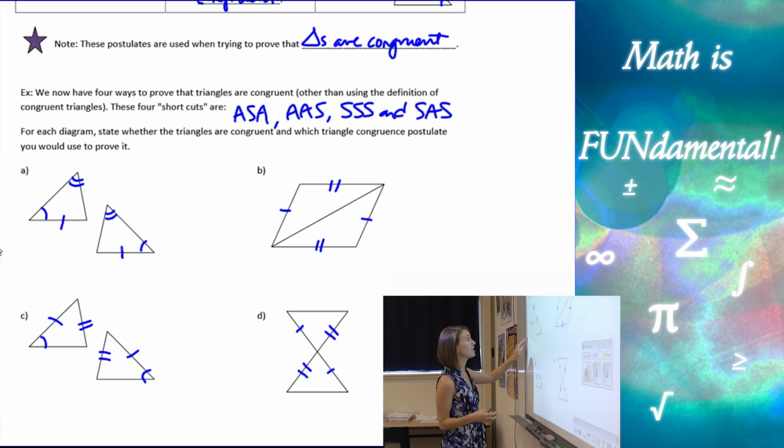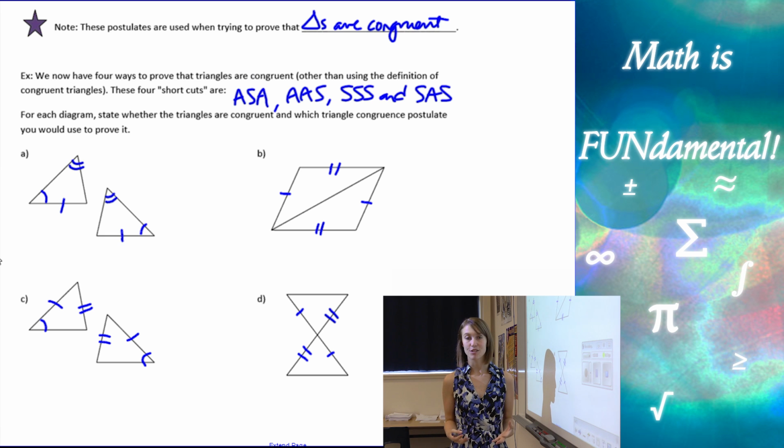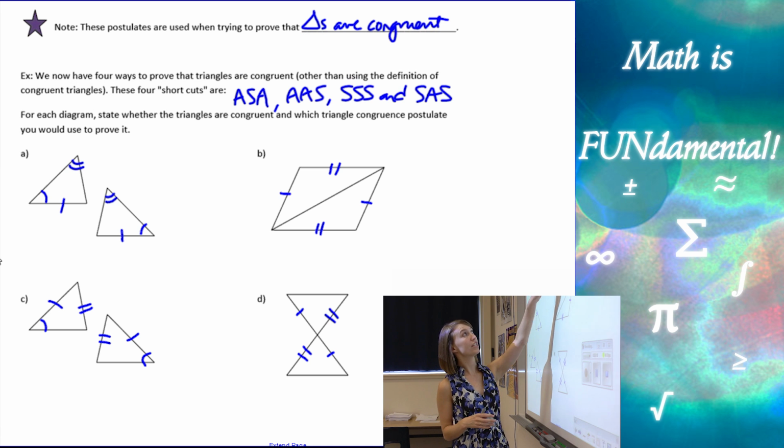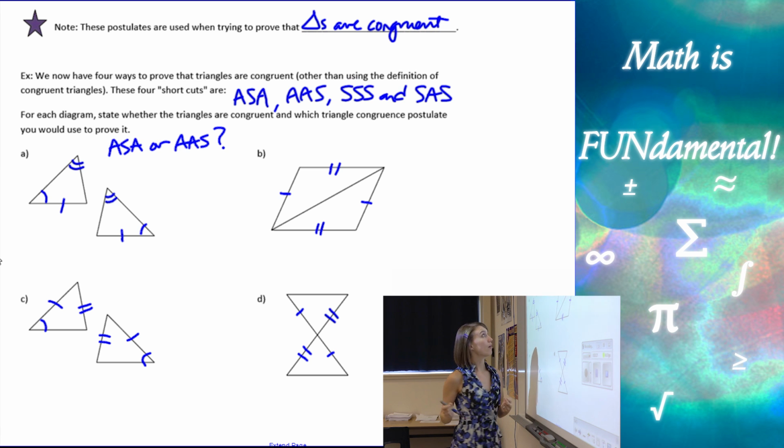All right, so for each one of these diagrams, we're going to figure out: can we decide if they're congruent to each other, and which theorem are we going to use to prove it? If we look at our first one, we have two sets of angles and one side. So if we look at our list, we want to find which group of three letters has two A's and one S. So it's either going to be angle-side-angle or angle-angle-side. We need to figure out which one it is, or is it neither one of them? We have to be careful.